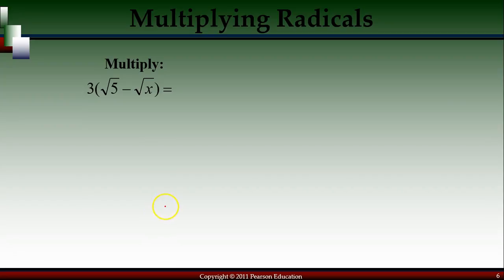All right, so here we go on multiplying radicals. It's not much different than what we've been doing before in multiplication of any values. But here we have 3 times the square root of 5 minus the square root of x. Since these are not like radicals, we don't put them together. But we can go ahead and distribute this 3 and just come up with 3 square root 5 minus 3 times the square root of x. And at this point, we are done with that problem.